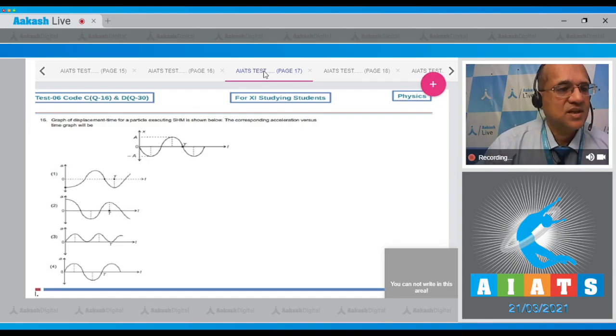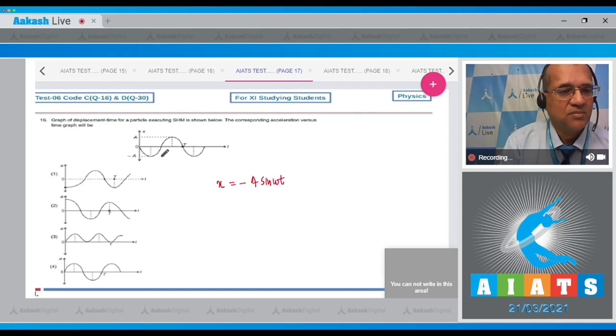Question number 16 says that the graph of displacement versus time for a particle executing simple harmonic motion is shown; find the corresponding acceleration versus time graph. Now dear student, if we look carefully, this is a minus a sine omega t graph. Because when you take the acceleration, that is equal to minus omega square x, so that becomes omega square a sine of omega t.